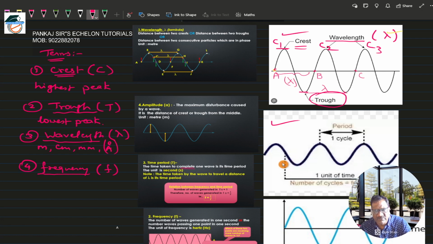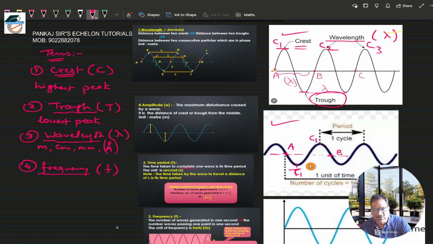Let me tell you, a wave consists of a crest and a following trough. Suppose a wave starts from here, that is point A. This is the first trough, T1, and after that you have the first crest, C1. Then the wave comes back to this position, which is in phase. So this is point A and this is point B, which is again in phase with point A. In phase means at the same horizontal level.